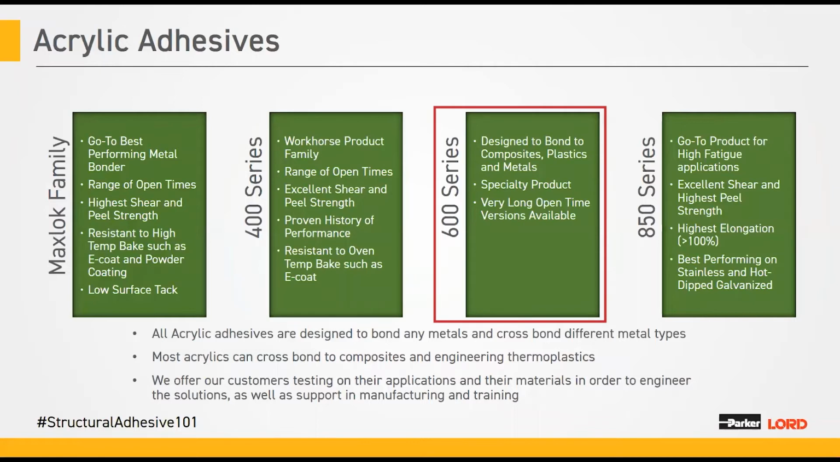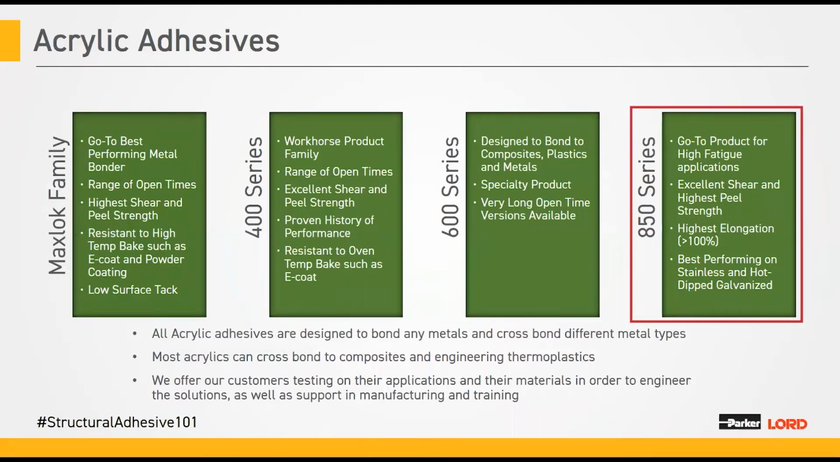The 600 series is a more specially designed product, really designed to bond composites and plastics and cross-bond the metal. We also offer in that family some very long open time versions, upwards of 60 minutes. The 850 is one of our newest, so going all the way over to the right, has a couple of different products in that family.